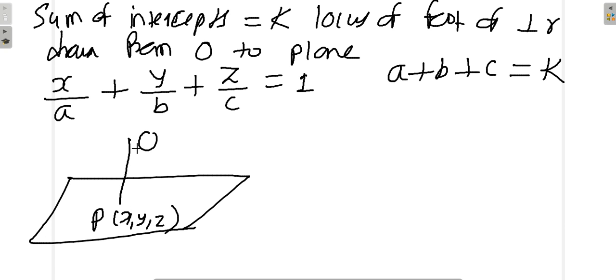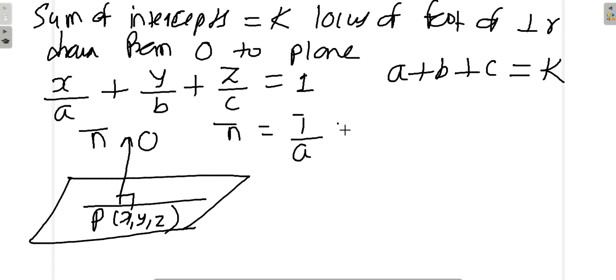Now what will be OP bar? OP bar will be xi plus yj plus zk. It is parallel to the normal. So what is the normal? The normal will be i upon a, j upon b and k upon c. This is the normal to the plane.